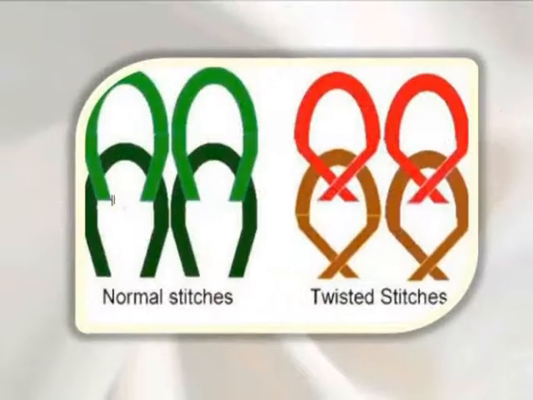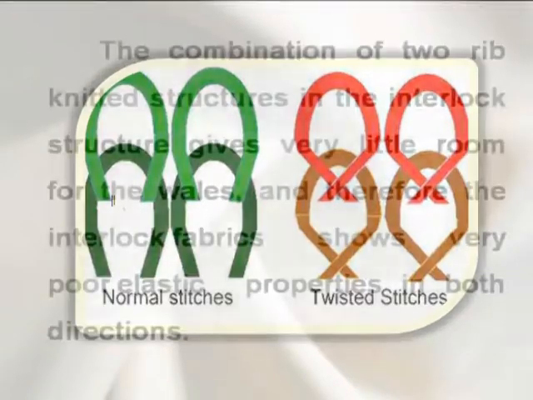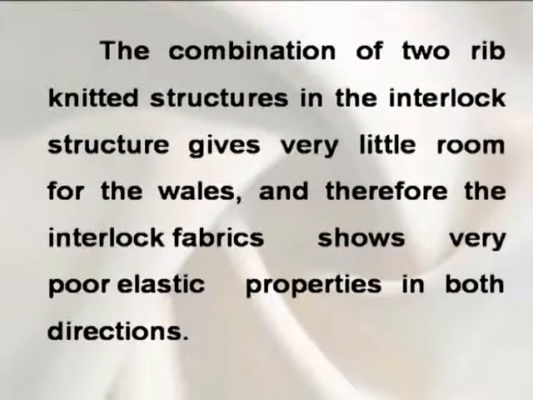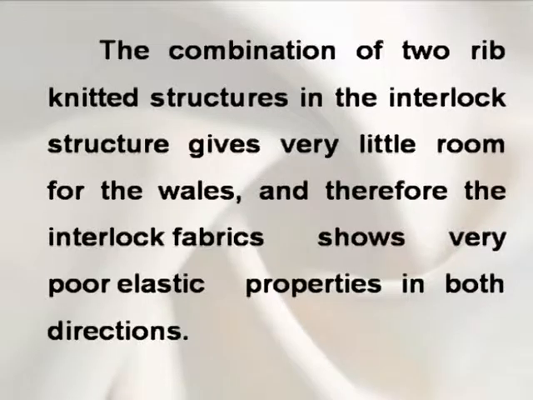widthwise. The meshing of the stitches in neighboring courses in opposite directions results in courses of a purl knitted fabric closing up. The combination of two rib knitted structures in the interlock structure gives very little or no room at all for the veils or courses to close up, and therefore the interlock fabric shows very poor elastic properties in both directions.